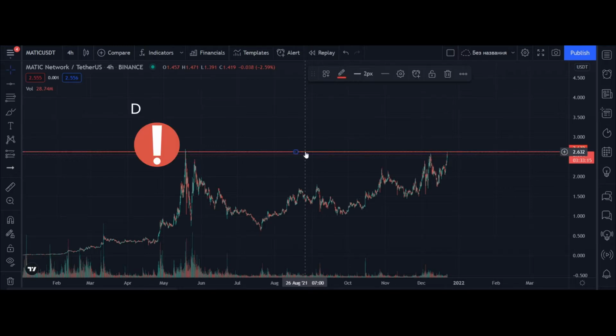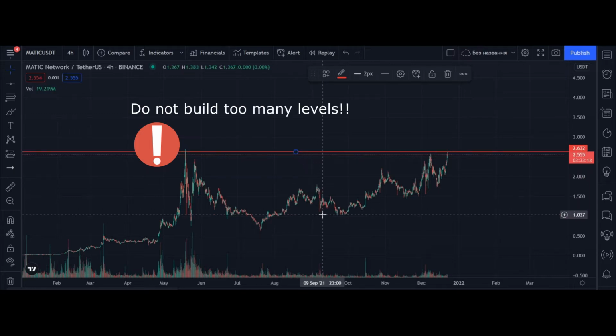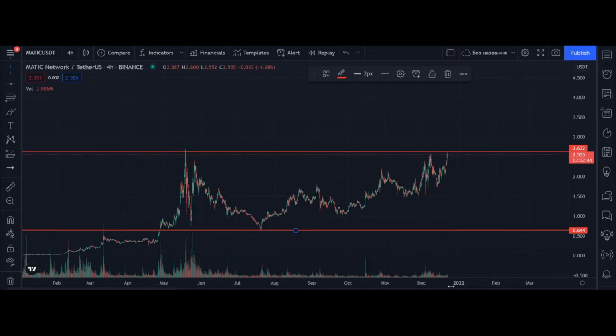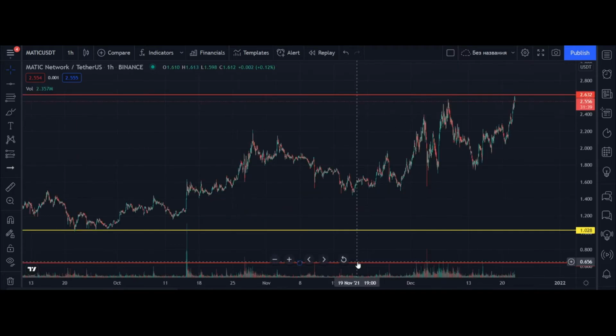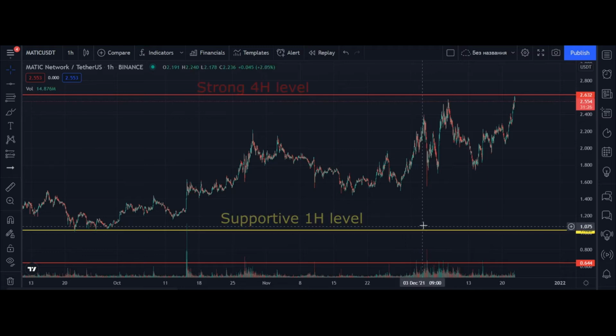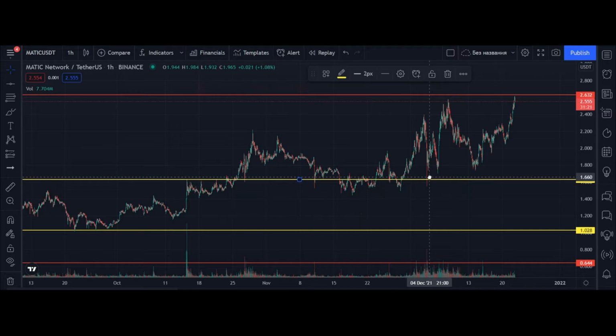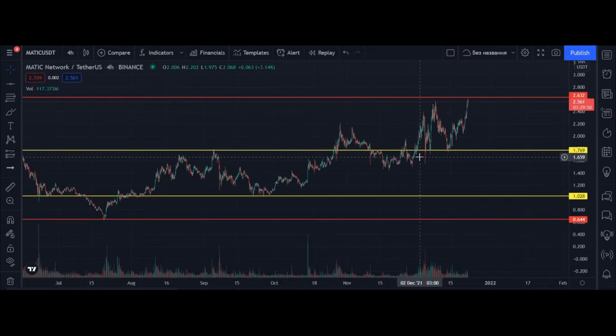We do not recommend building too many levels because it may confuse you. Several strong minimums and maximums of the daily or 4 hours time frame and several supportive levels of 15 minutes or 1 hour will be fine. We recommend separating strong and supportive levels with different colors. Strong with the red, for example, and the levels of 1 hour or 15 minutes time frames in yellow. Now we have defined the range of our intraday trading.